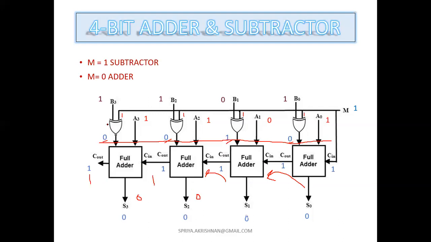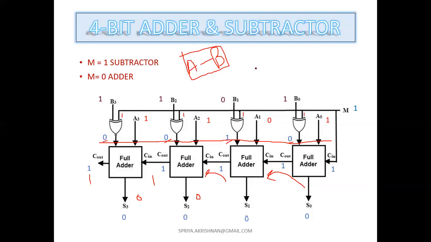Understood? So why do I want this logic actually? I want to do A minus B. This is what I want to do. But what am I using? I'm using a full adder circuit to do A minus B. But it does not make any sense. I'm using an adder to do the subtraction. So I'm going to teach my adder to work as a subtractor.